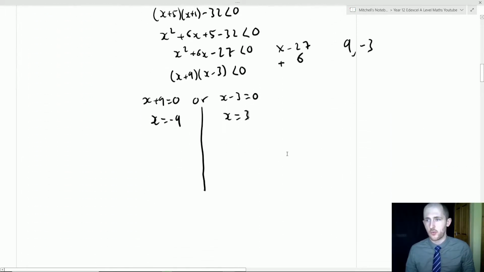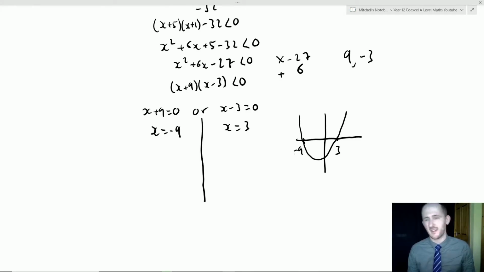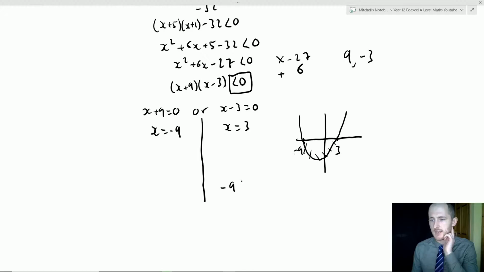So what we do is we draw out the graph. So if I were to sketch this graph, the two points it crosses are at minus 9 and 3. And again, since it's a positive quadratic, it's going to look like that. I mean, less wonky, but it would look like that. And we're looking for the values when it's less than 0, which are all of these values here. So in other words, my answer is going to be minus 9 is less than x less than 3.